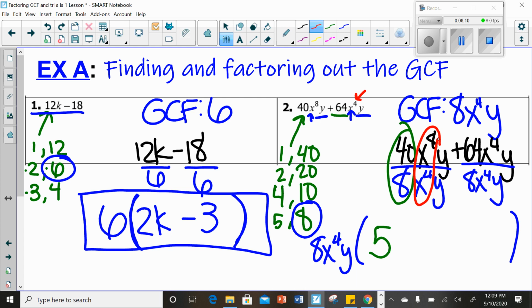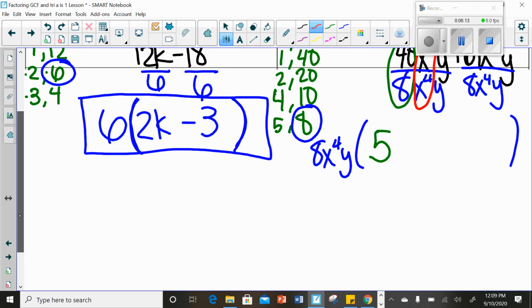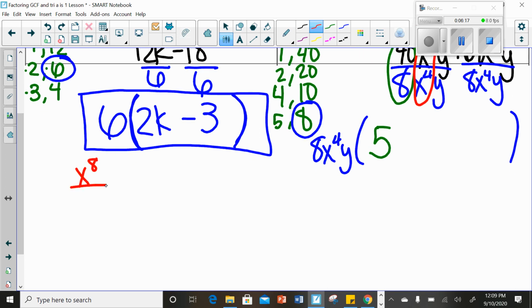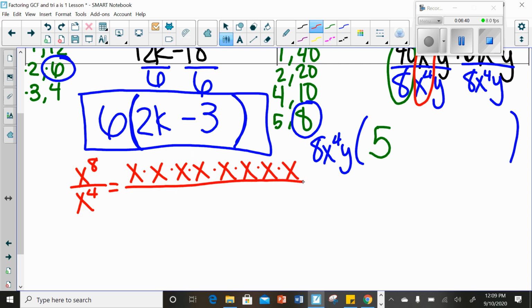So let's come down here so that we can think about that a little bit. X to the 8 divided by x to the 4th. One thing that we could do to figure out what this means is just write this out, expand it. So we've got 2, 3, 4, 5, 6, 7, 8. Right? X times itself 8 times over x to the 4th, which is x times itself 4 times. Okay? And so from that, we know that we can cancel, cancel, cancel, cancel, and we're left with 4 x's or x to the 4th.